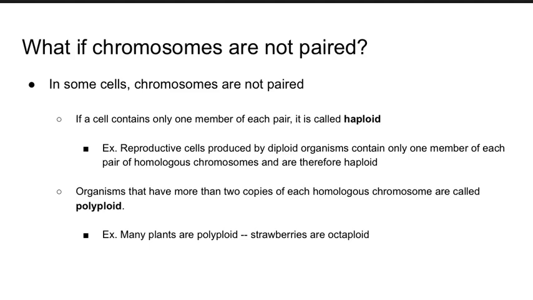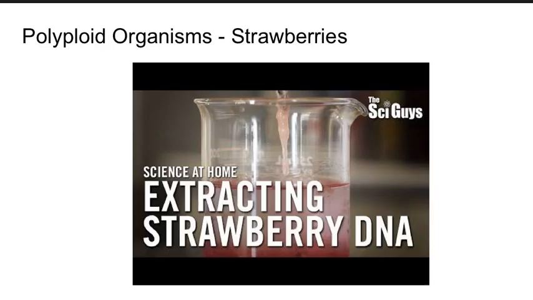Organisms that have more than 2 copies of each homologous chromosome are called polyploid. So like I was saying, you could have triploid organisms that have 3 copies, tetraploid, which would have 4. Some plants have lots of polyploidy. For instance, strawberries are octoploid. So as you might guess, that means that they have 8 copies of every chromosome. So they've got quite a few copies of just the individual chromosomes.